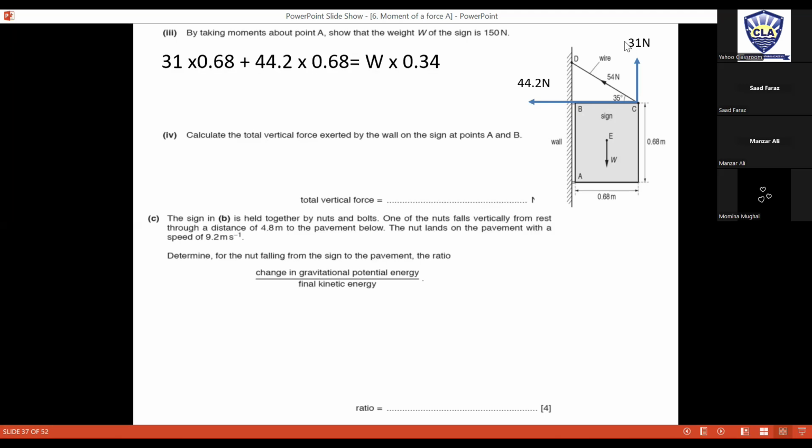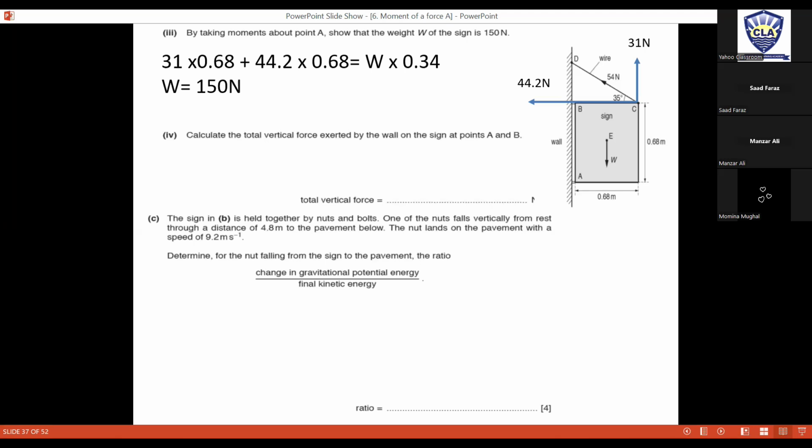31, if we draw the line of action, it is 0.68 from the point A. 44.2, if we draw its line of action, it is 0.68 from the pivot. W will be passing from the center of the sign board. So it is halfway. So it is 0.34. Using this, we can find out the value of weight.